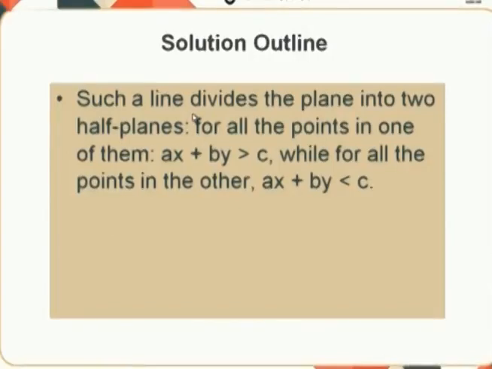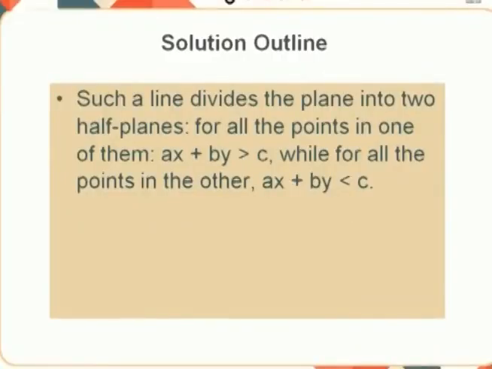Now, this line divides the entire plane into two half planes, so on both sides we are going to have points. For one set of points, ax + by is going to be greater than c, while for the other points it is going to be less than c. As I said earlier, if all the points are on one side, then it is a boundary; otherwise it is not. So, the algorithm can be conceptualized like this.